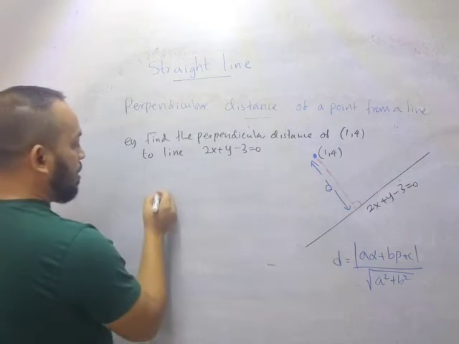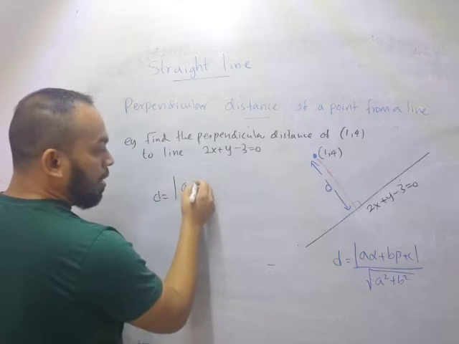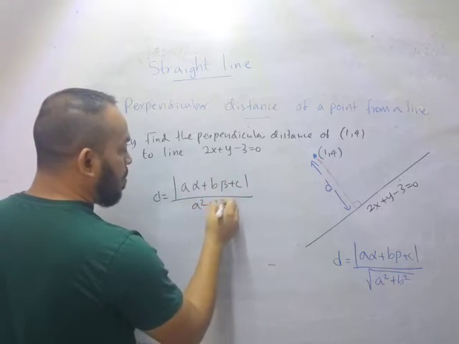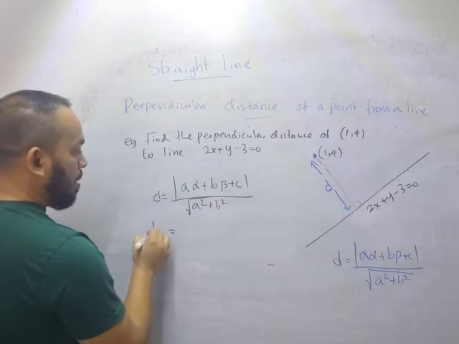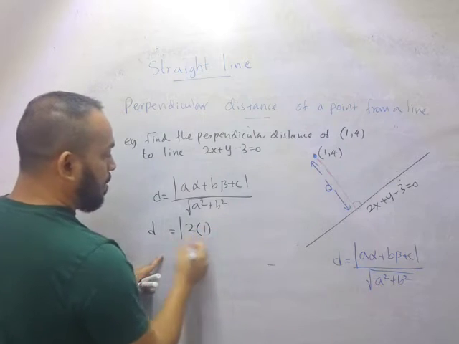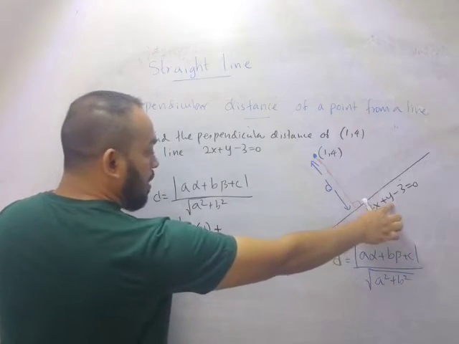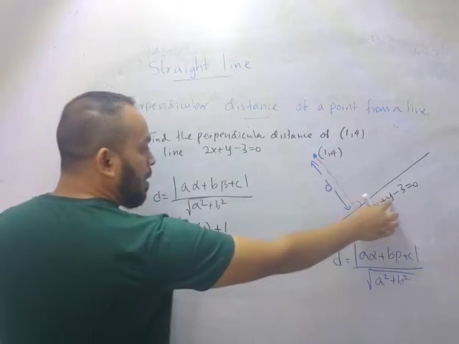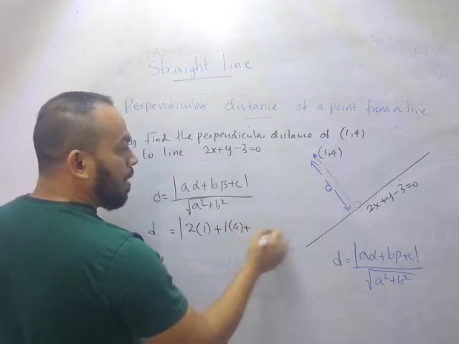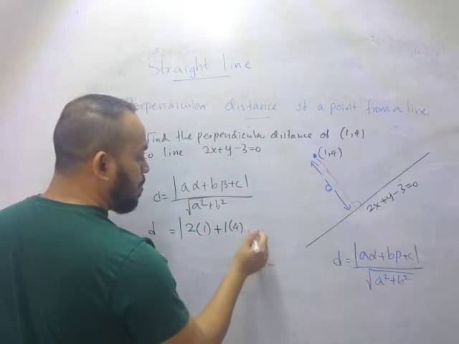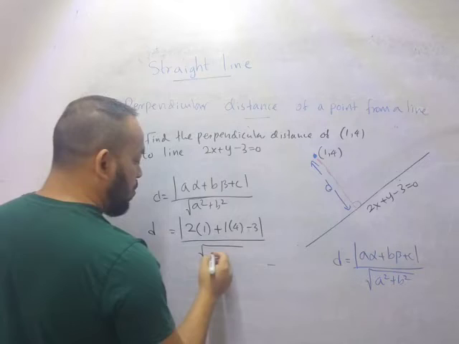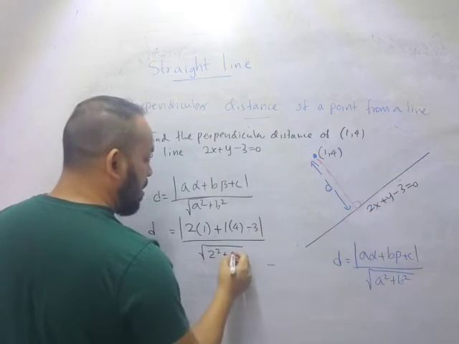So put d here. Therefore, d is a alpha plus b beta plus c divided by a squared plus b squared. Right. So what is a? A is 2 in this case. What is alpha? 1. Then here the coefficient is 1, right? Plus 1. And beta in this case is 4. Plus c is minus 3. So just put minus 3. Divided by square root 2 squared plus 1 squared.